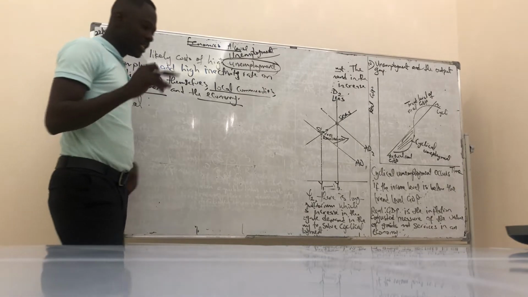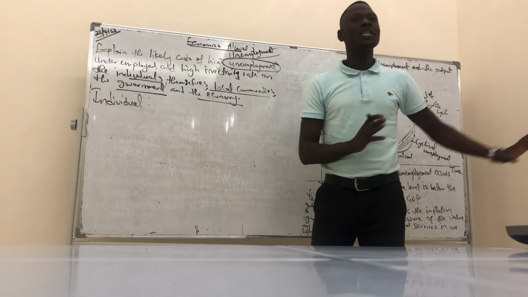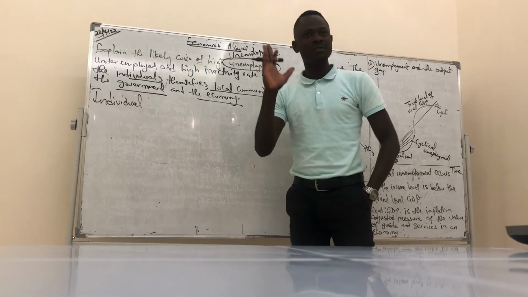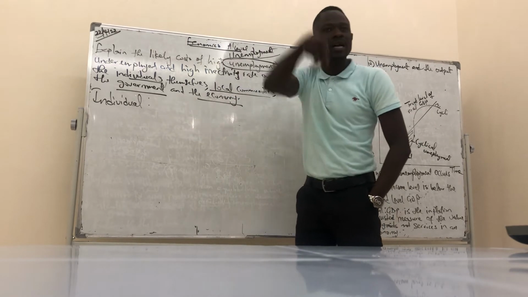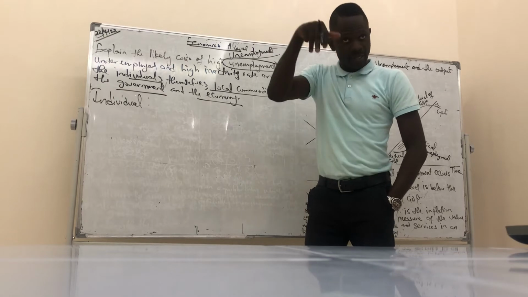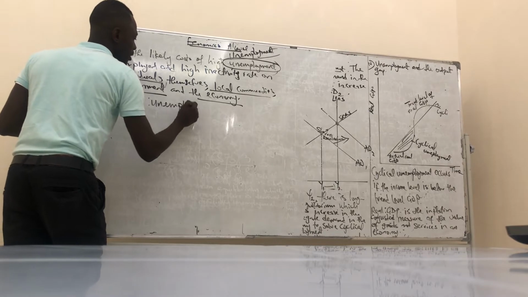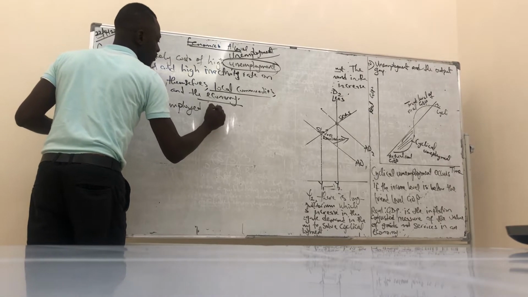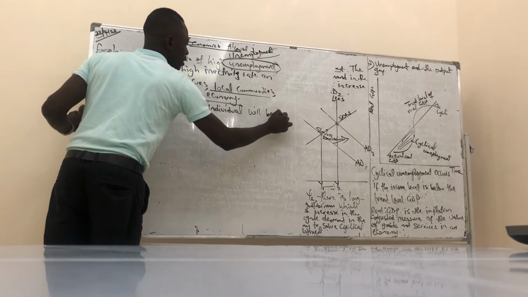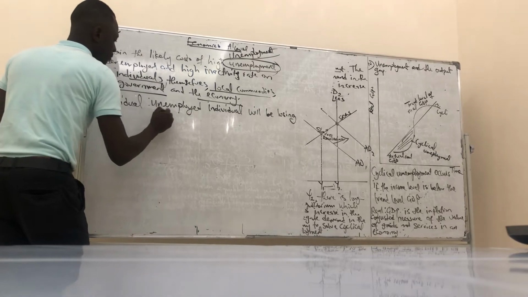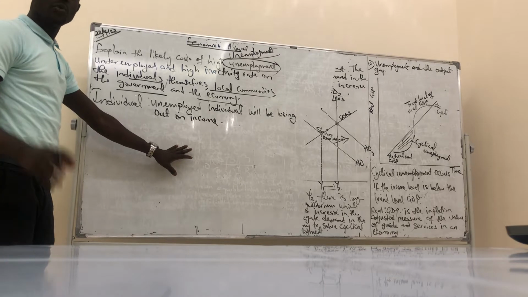If you are unemployed, it means you don't have income to spend. That means you are losing out on income because you are not engaged, you don't have a job. So for an individual, an unemployed individual will be losing out on income.